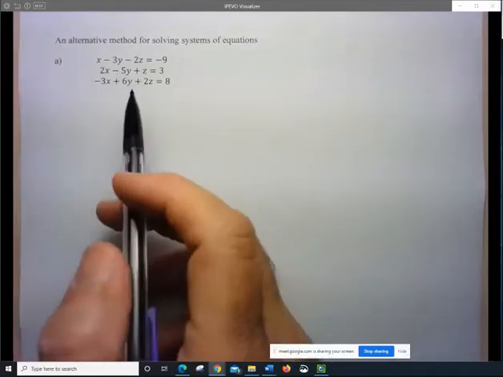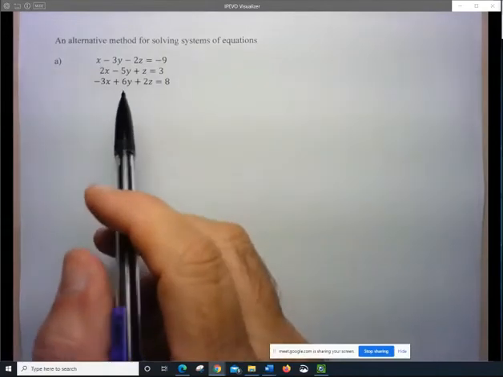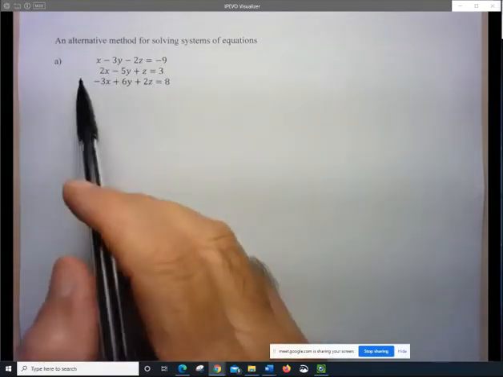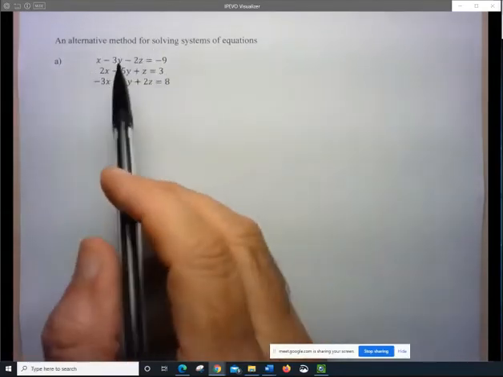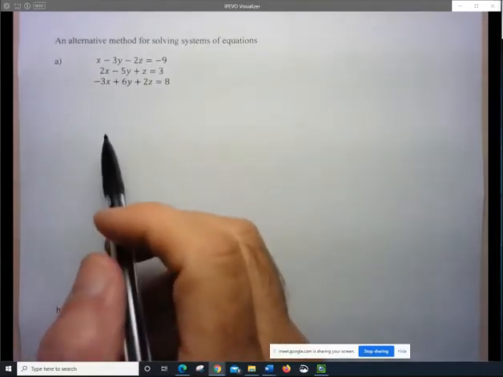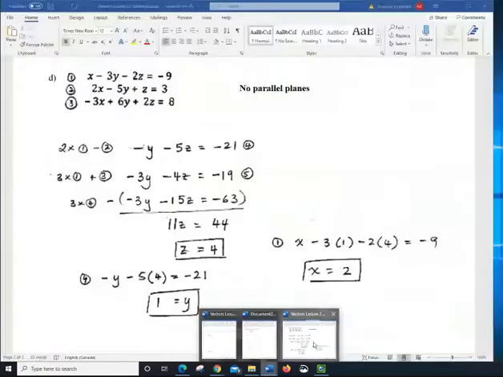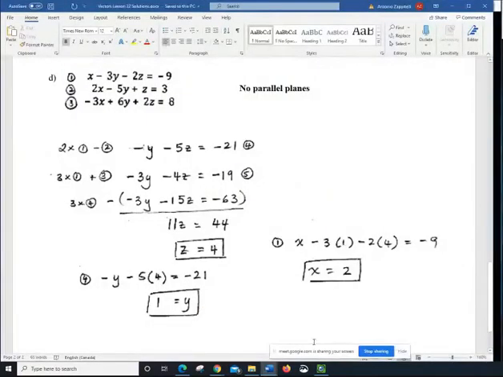So what I want to look at here is an alternative method for solving systems of equations. Now, this question here would have been the last question that I would have done in last week's lesson. Okay, and let's just go back and take a look at how I solved that. If we take a look at the general method that we use, first of all, would I even have to do all this process if there were no parallel planes?